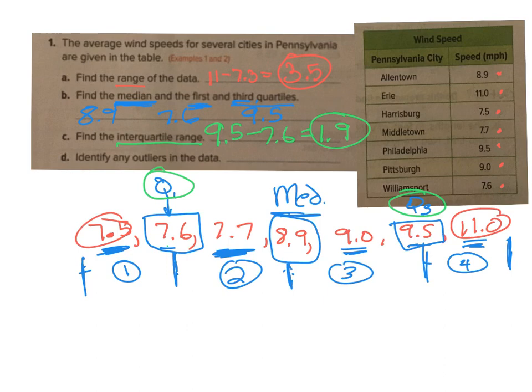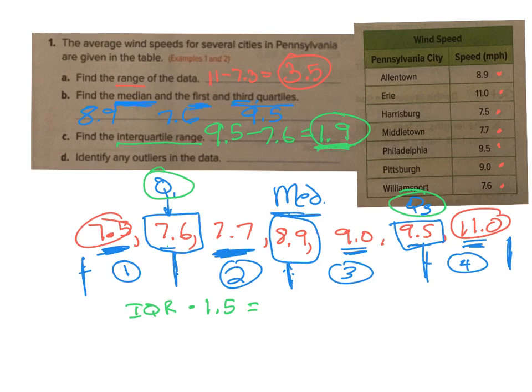So now we need to know this 1.9. We need to know the interquartile range to see if there are any outliers, to see if there's anything so much greater than what makes sense or fits in the data, or something so much smaller. And you can only do that when you have this interquartile range. The way you find outliers is you take your interquartile range and you times it by 1.5. It'll always be times 1.5.